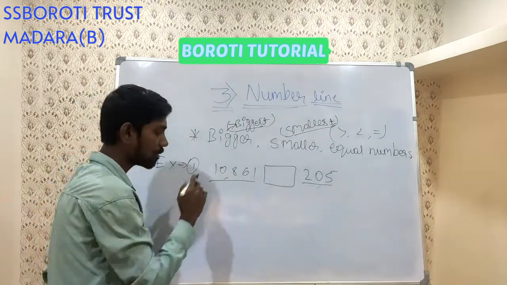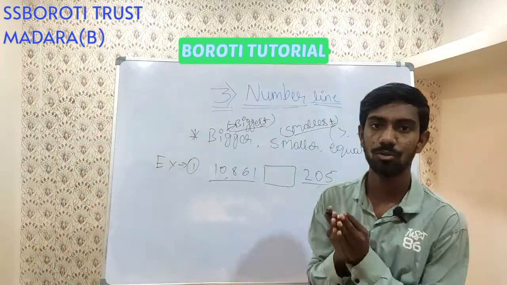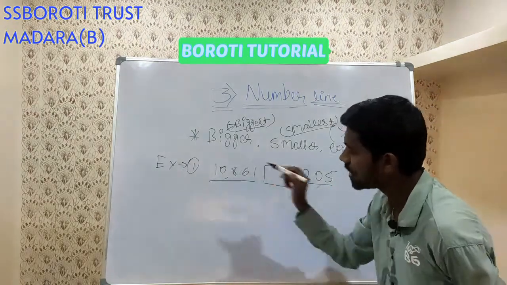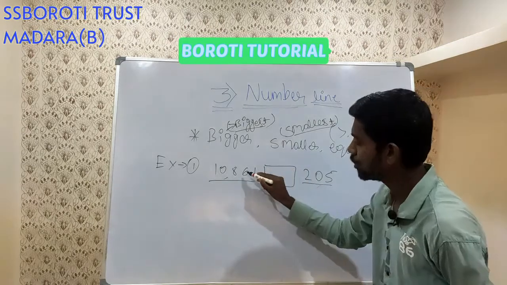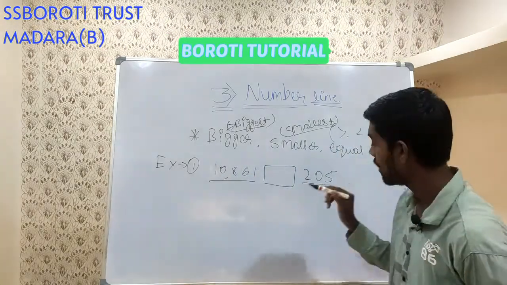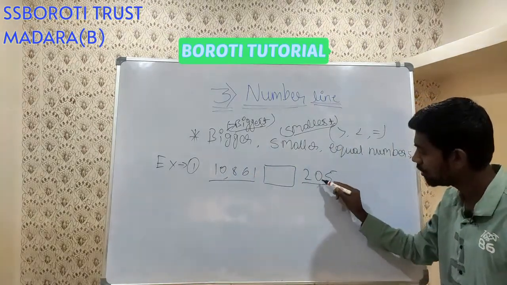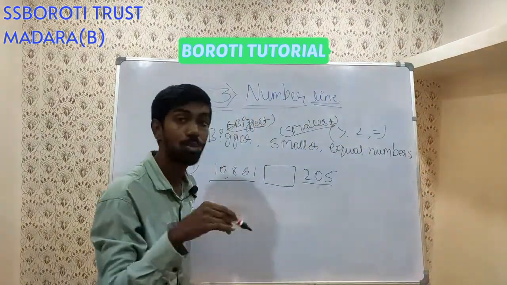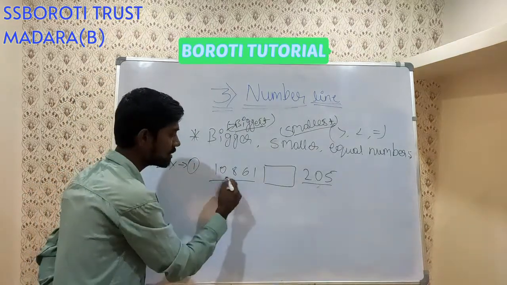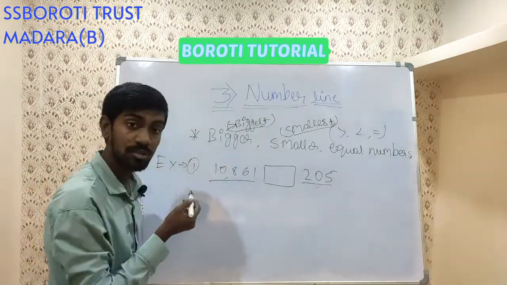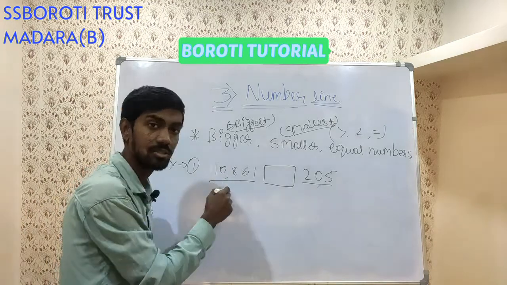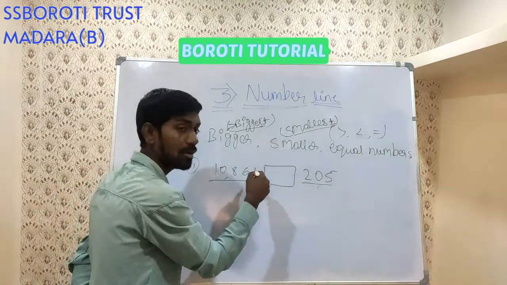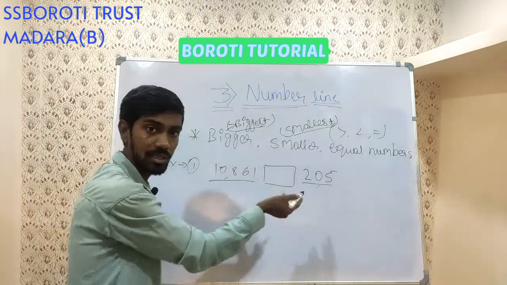How do you do it? While comparing numbers, first you have to find how many digits are in the given number. For example, how many digits are there in this number? 1, 2, 3, 4, 5. But for this number, how many digits? 1, 2, 3. The number which has more digits is always greater. This number has 5 digits, but this number has 3 digits. That's why 10,861 is the larger number than 205.